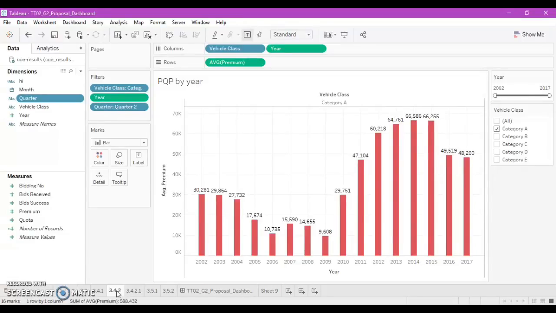From there, we derived that 2014 has the highest PQP of $66,586 for category A, which may be due to the recategorization of cars in 2014 by LTA, while 2009 has the lowest PQP of $9,608. We duplicated the sheet and filtered vehicle class to display only category B.